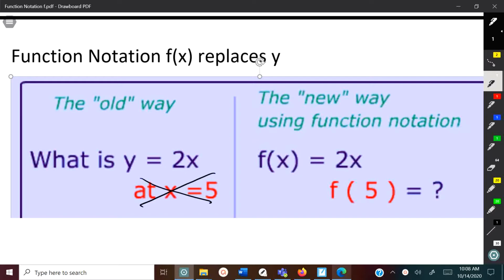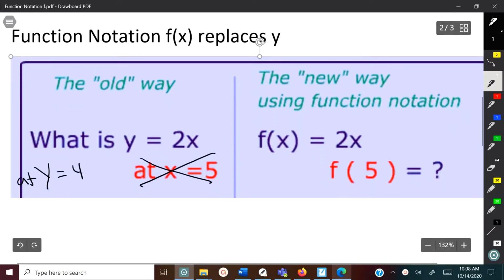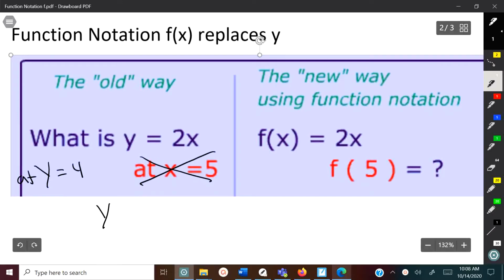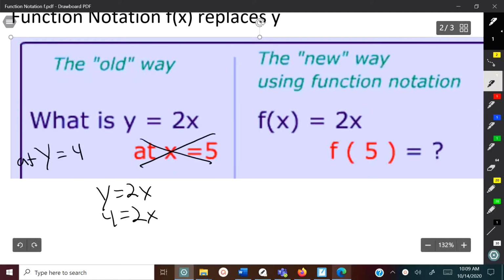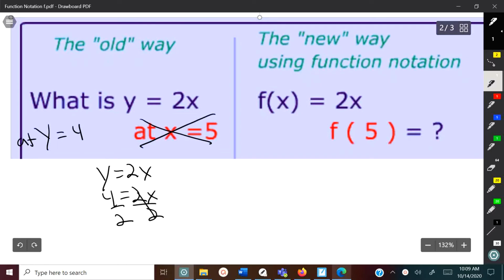y is 4. So you would say, okay, what is y equals 2x when y is equal to 4? Well, it's the same thing, but instead of plugging in the x, you're going to plug in the y. You'll just say, okay, cool. Y is 4. I've got y is equal to 2x, and I'm going to take out the y, put in 4. Now I'm solving an equation, and I'll just divide by 2 on both sides to figure out that 2 is equal to x, or x is equal to 2. Pretty basic, pretty simple.